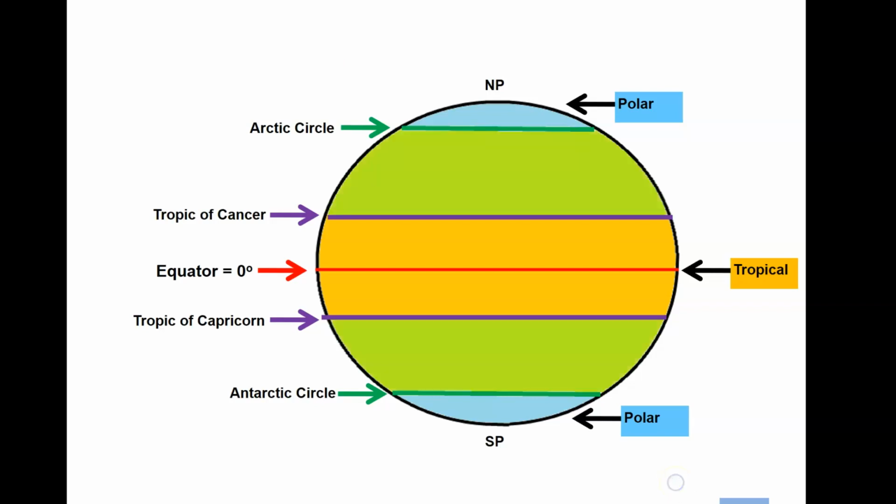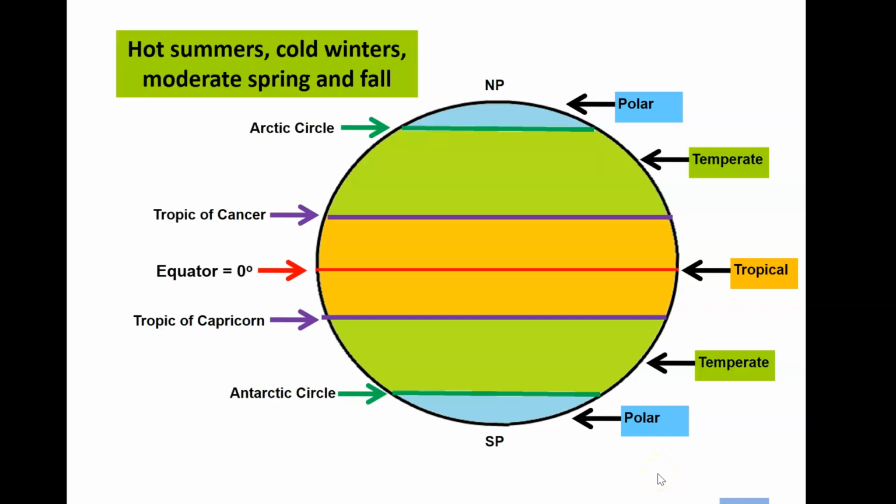Okay, and then our last one, we're going to add in with the green. And these areas typically have hot summers, cold winters, moderate spring and fall. So that would be like where we live in the United States. Our temperatures change from summer to winter to spring and fall.